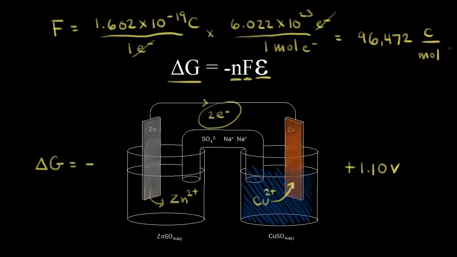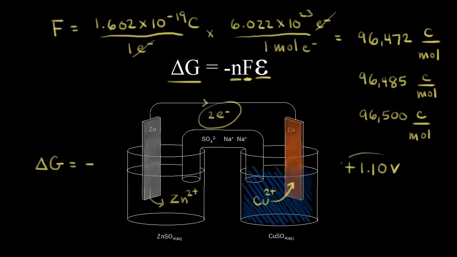And if you do a more careful calculation, you'll get 96,485 coulombs per mole. And so sometimes you'll see textbooks use this number for different calculations. Most of the time you can just round this to 96,500. So 96,500 coulombs per mole, and that's good enough for almost all the calculations that you will do. So that explains each term of our equation here.